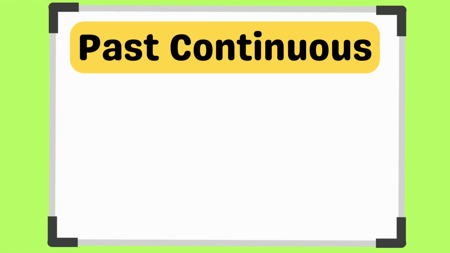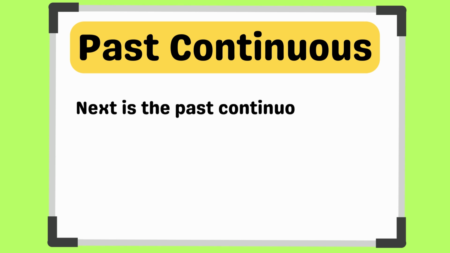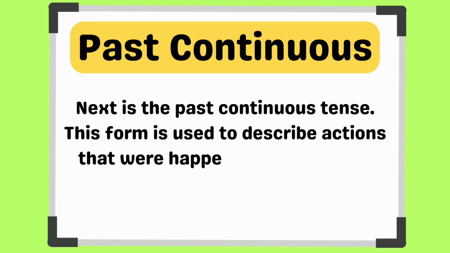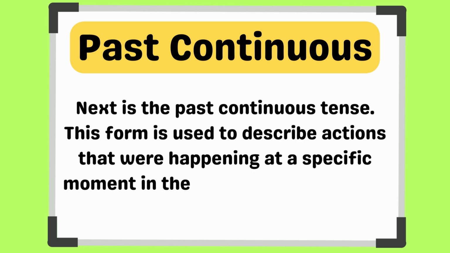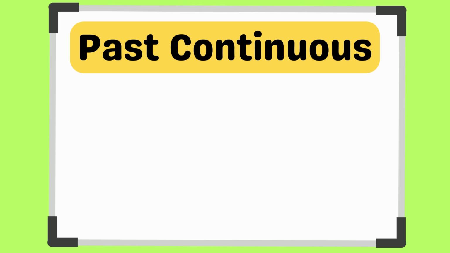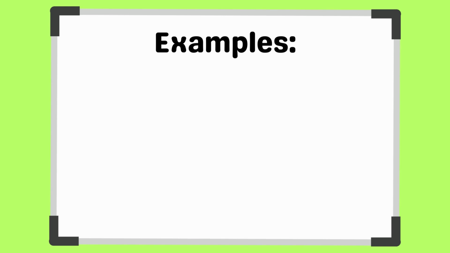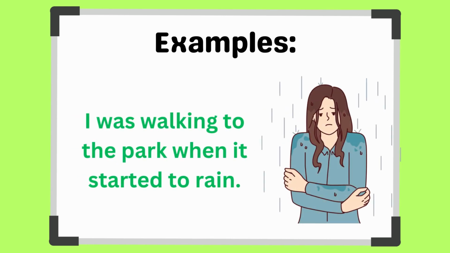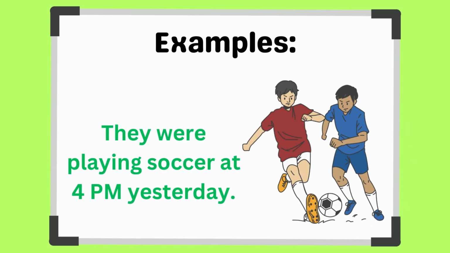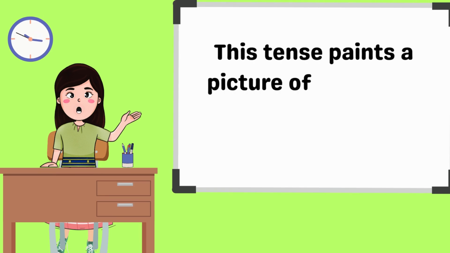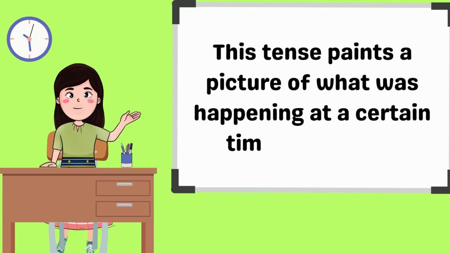Past continuous. Next is the past continuous tense. This form is used to describe actions that were happening at a specific moment in the past. The structure is: subject plus was/were plus verb, base form plus ing. Examples. I was walking to the park when it started to rain. They were playing soccer at 4 p.m. yesterday. This tense paints a picture of what was happening at a certain time in the past.